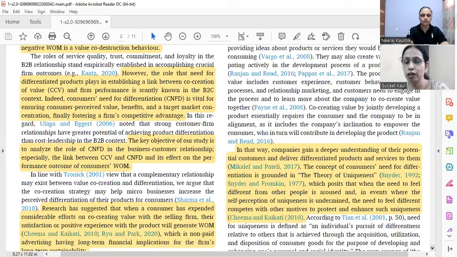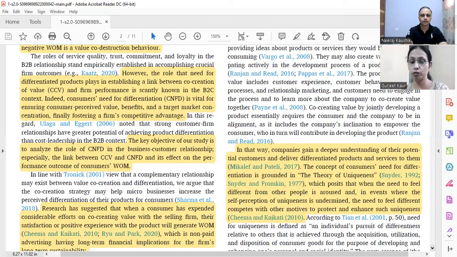According to this theory, when there is a need to feel different, when a customer wants to look different from other people, the self perception of uniqueness is undermined, and the need to feel different competes with other motives to protect and to enhance it. So what Snyder talks about here is that consumers who are looking for a different product also want to protect the uniqueness of that product. They do not want to disclose the various sources.